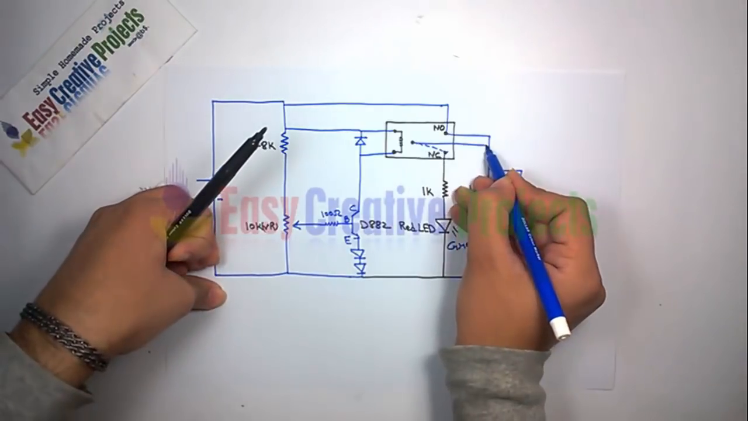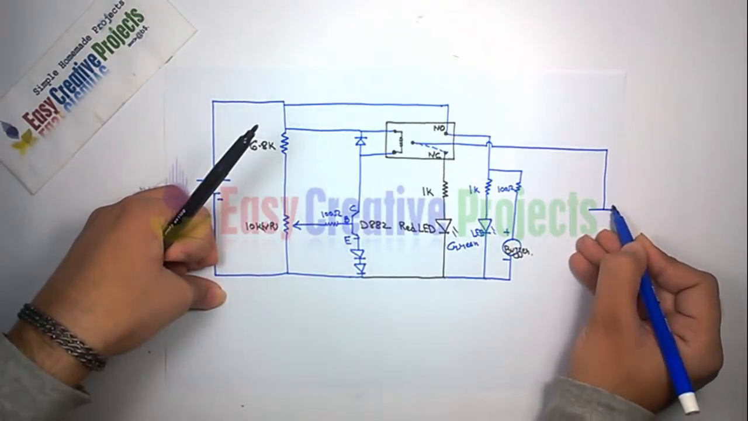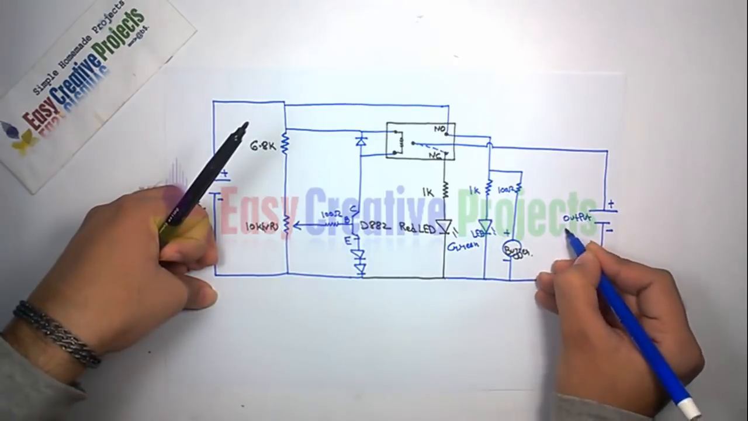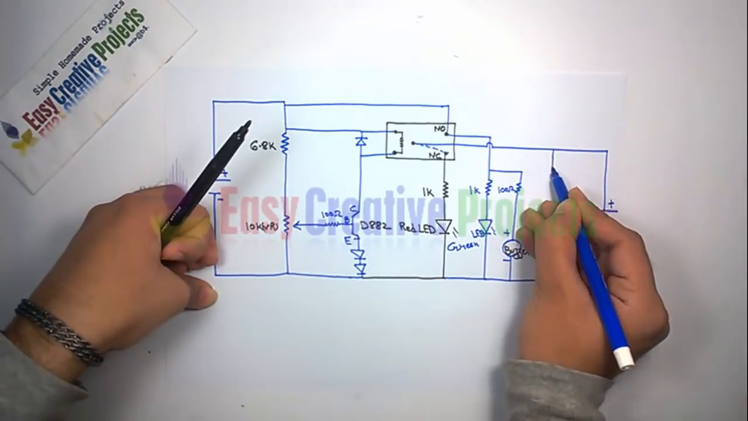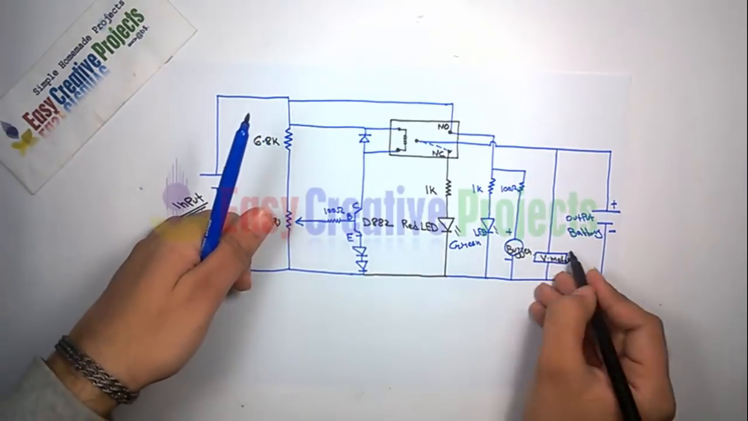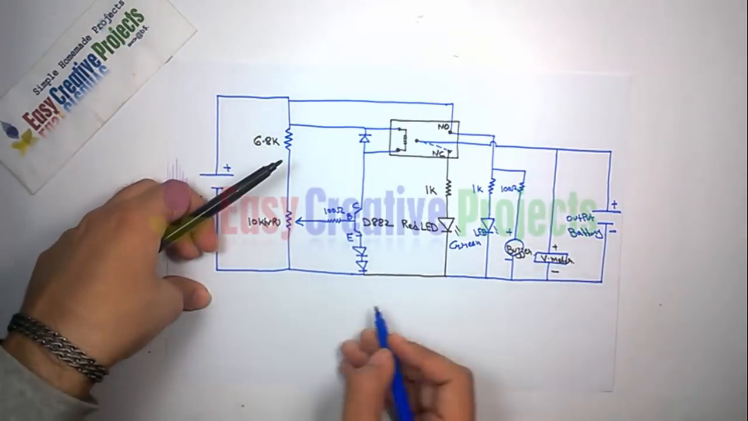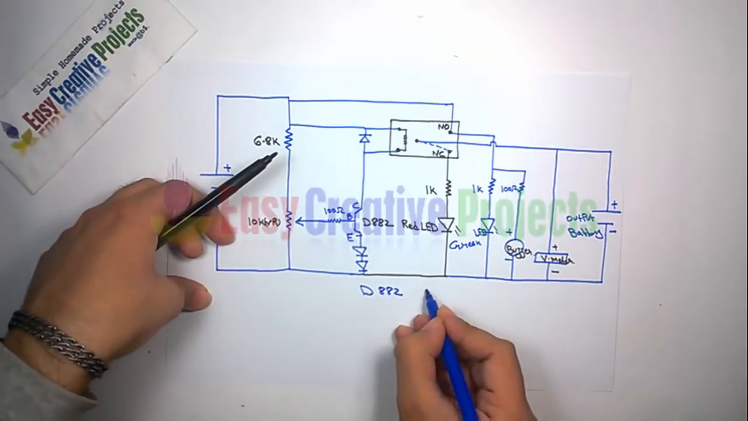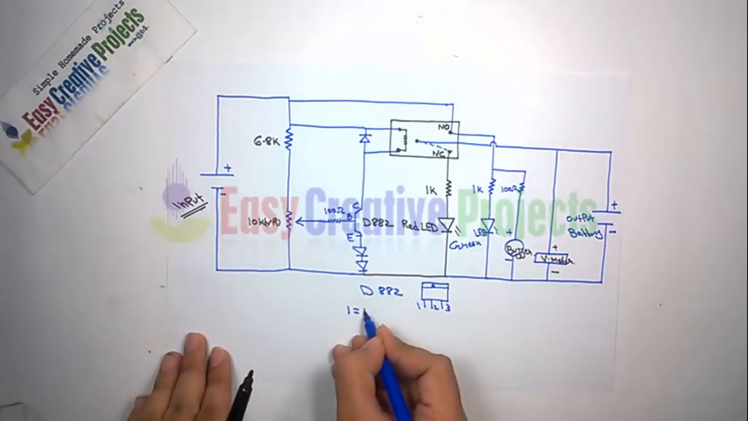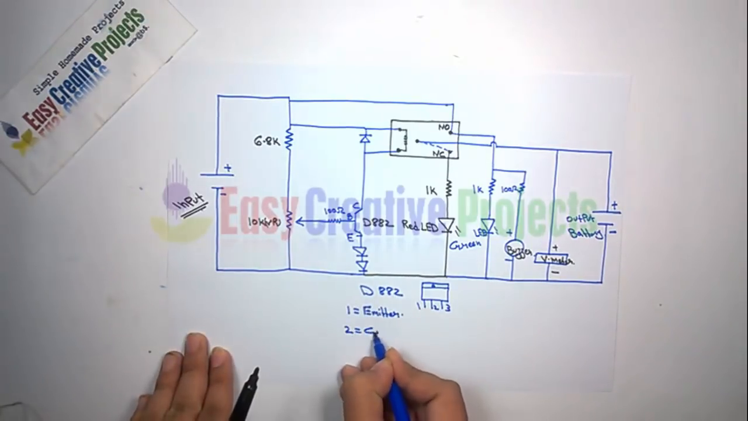Relay common pin use for positive output battery power. Negative output battery power connect with ground wire. And finally connect voltmeter for check and set battery voltage. D882 transistor has 3 pin, first emitter, second collector and third base.